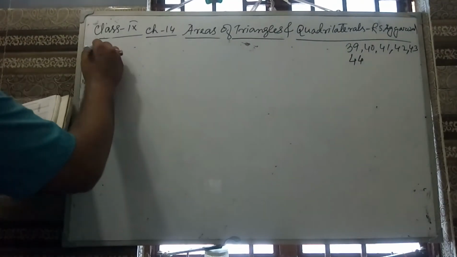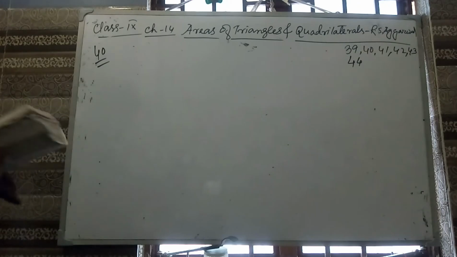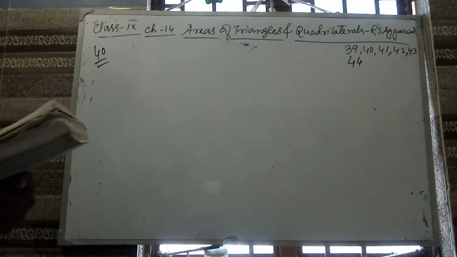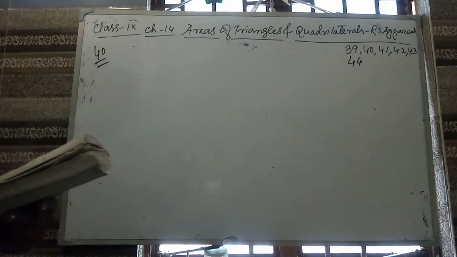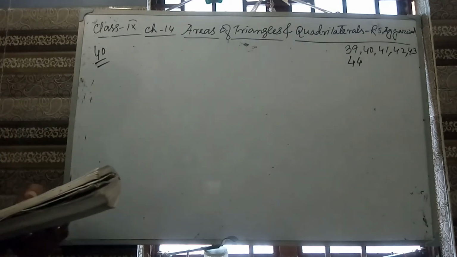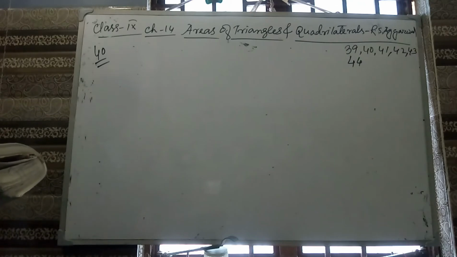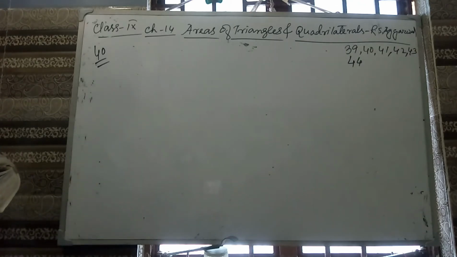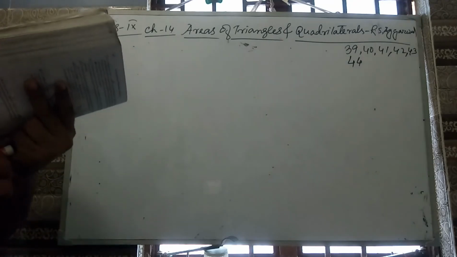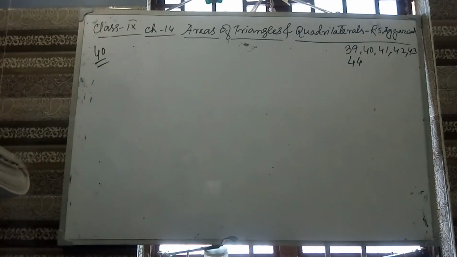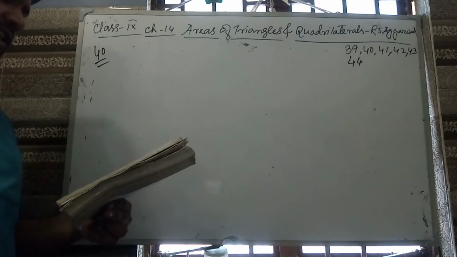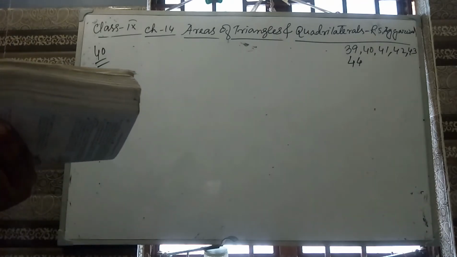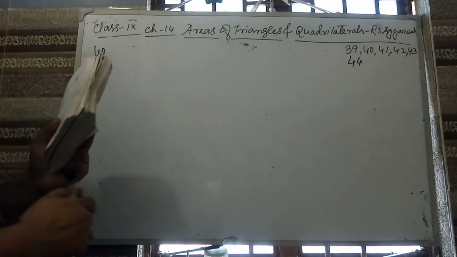In question number 40, it is given the difference between the lengths of the parallel sides of a trapezium is 8 centimeter. The perpendicular distance between these sides is 24 centimeter and the area of the trapezium is 312 centimeter square. Find the length of each parallel side. So first of all, we have to draw a rough sketch.